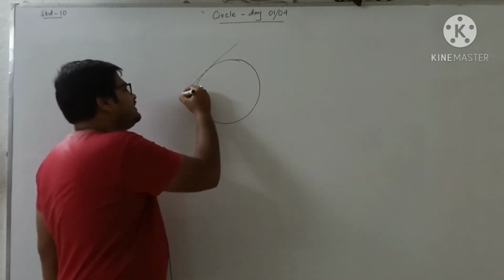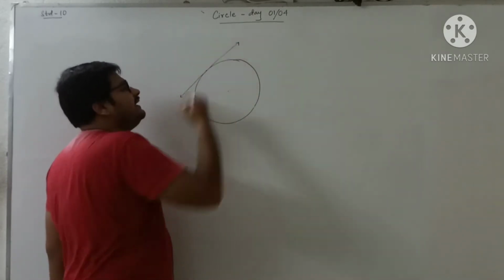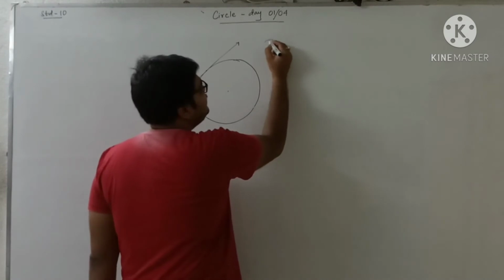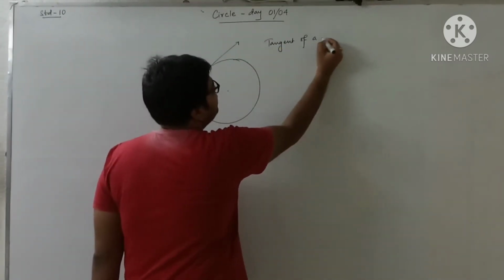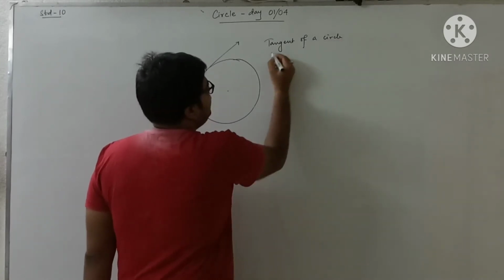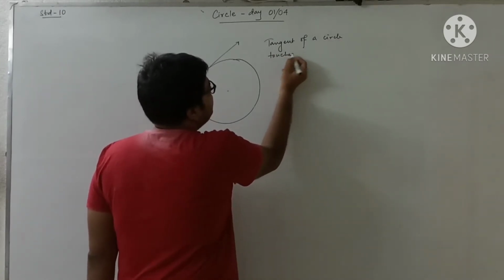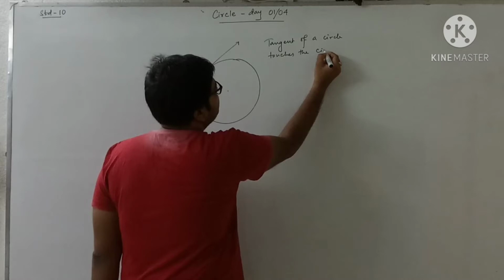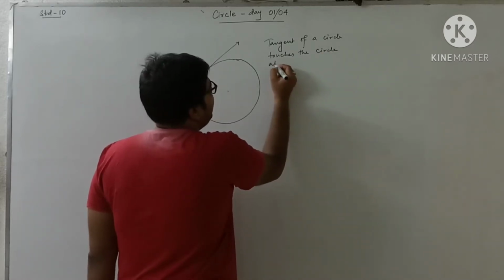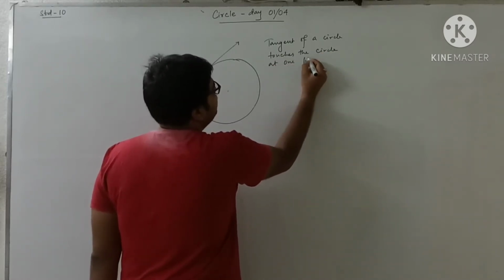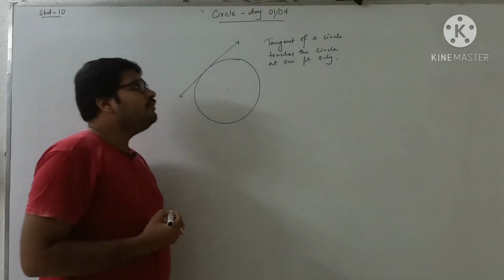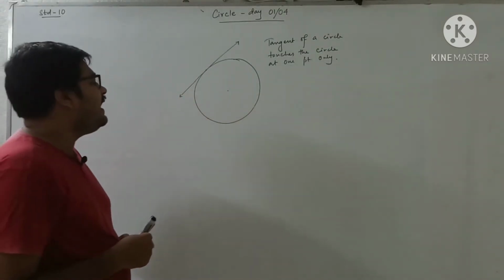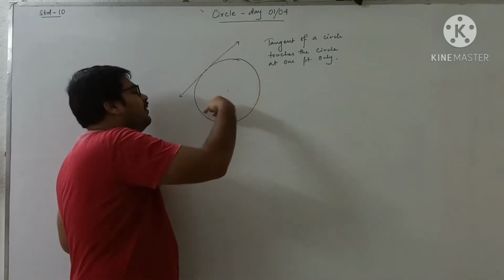Now you just see one thing. So what can we write here? Tangent of a circle touches the circle at one point only. Now you may have a question: how many tangents can I draw to a circle?